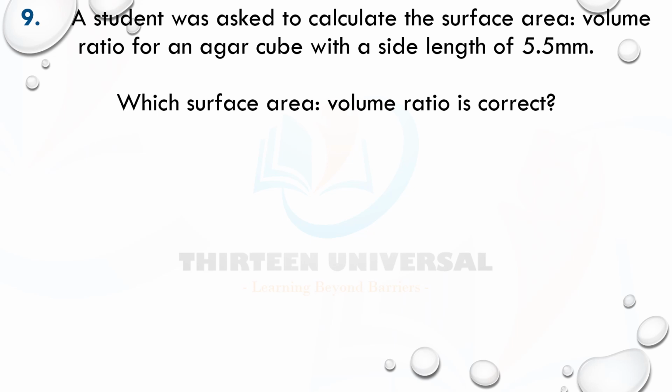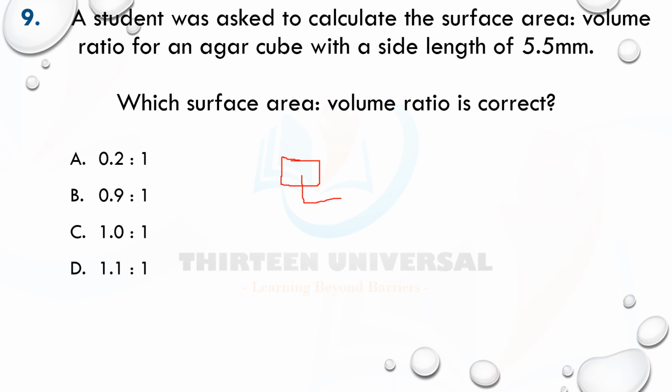A student was asked to calculate the surface area to volume ratio for an algal cube. This is very important. Yes, with a side length of 5.5. So this cube is 5.5 millimeters. Which surface area to volume ratio is correct? So let's look at the one that is correct. So work this out, guys. Remember that in a cube, they have the same length, the same width. Sorry, I didn't draw it very well, but a cube has the same length, the same width.